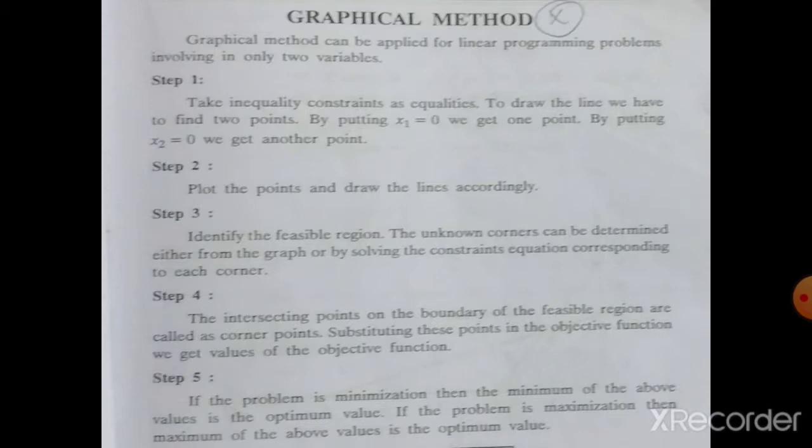The graphical method can be applied to a linear programming problem involving only two variables. A linear programming problem may involve two or more variables. In case only two variables are involved, we can apply the graphical method. One variable goes on the x-axis and the other variable on the y-axis.